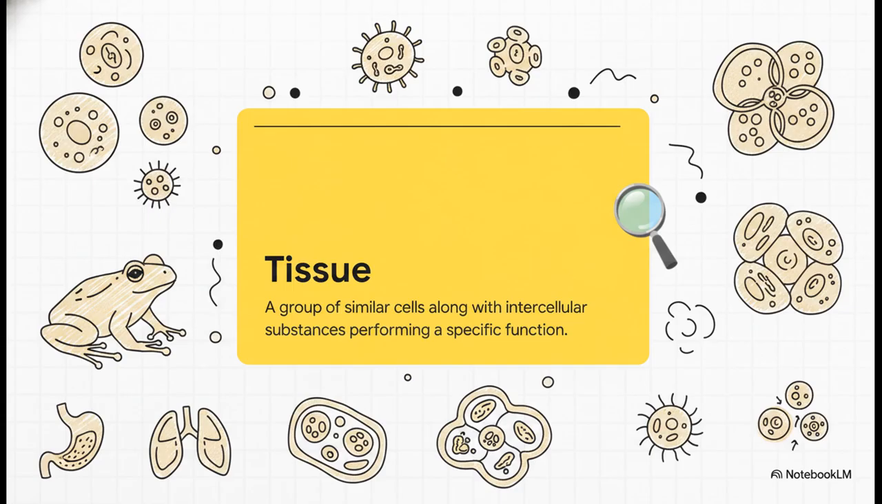Think about a single-celled microbe for a second. That one tiny cell does absolutely everything: digestion, respiration, reproduction. But in complex multicellular animals like a frog or us, you've got millions or even billions of cells. And the crucial point here is that these cells don't just act randomly. They organize into these highly efficient specialized groups called tissues, complete with intercellular substances to really divide up the labor.